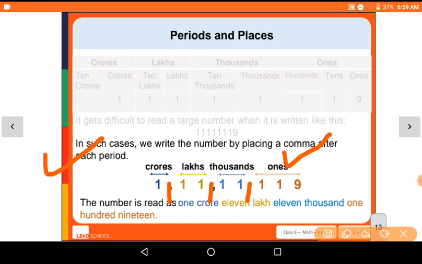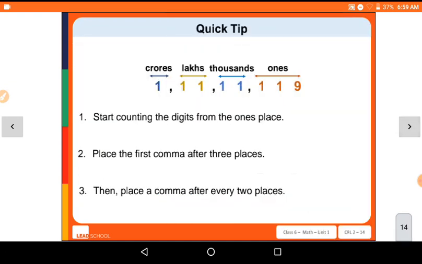11,11,119. So that's the way we directly read. So how can it become easier? Once we put a comma in between each period. जब हम हर एक पीरियड के बीच में कॉमा रखते हैं, that time we easily read those numbers. Is it okay? So this is the periods and places, how to use the commas, everything we explained here.